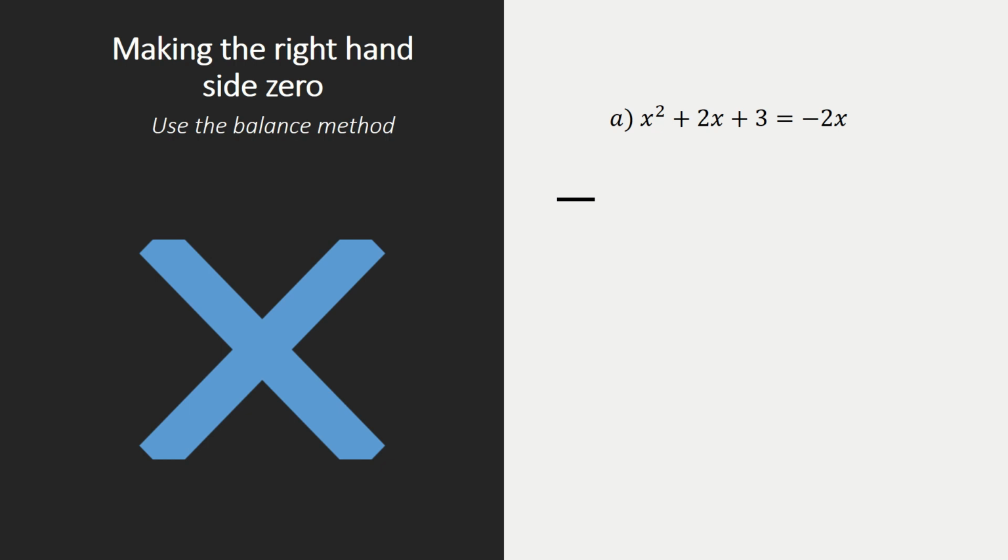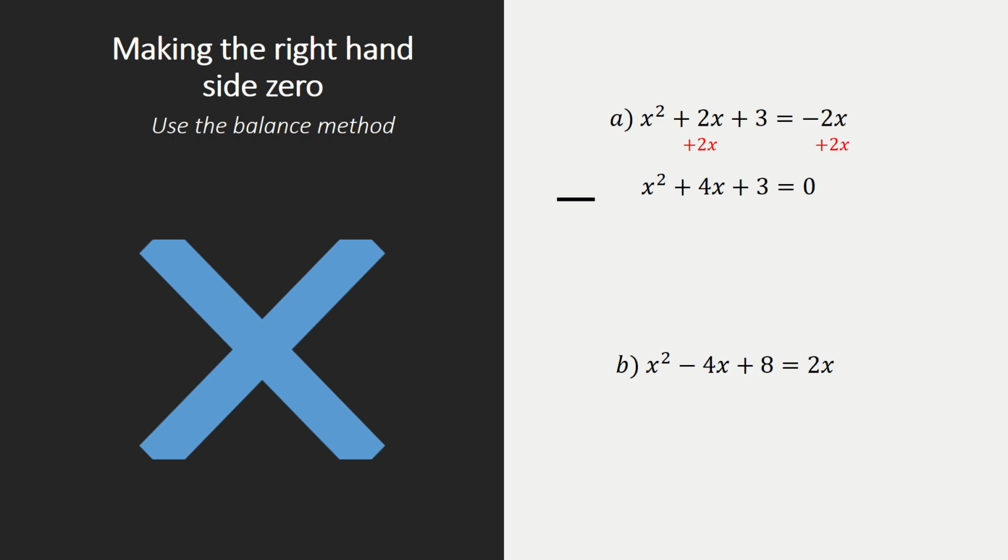So when you're going to make the right hand side 0, you need to use the balance method. So if you've got x squared plus 2x plus 3 equals minus 2x, you need to make the right hand side 0. So that means that you must add 2x on the right hand side. You need to do this because minus 2x plus 2x equals 0, and that's what we want to have. Of course, the balance method. So you need to do what you do on the right hand side, you need to do on the left hand side as well. So we've got x squared plus 4x plus 3 equals 0. And that is how you make the right hand side 0.